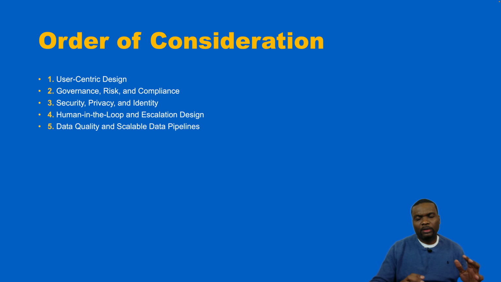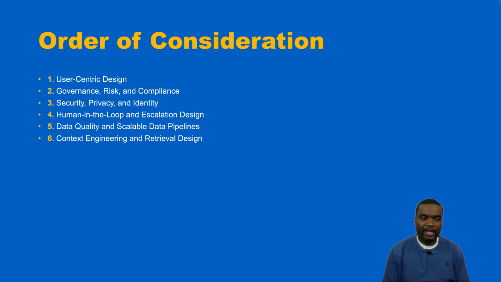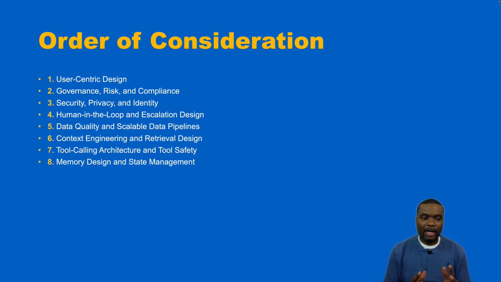And then we'll talk about why the data quality and the data pipeline that creates those data sets are important for your AI agents to be successful. We'll briefly go into context engineering and how to retrieve the data that the AI agents need to solve the problem you are giving it as a task. We'll talk about tool calling architecture and the safety considerations that you have to consider, and the memory design and how to manage state.